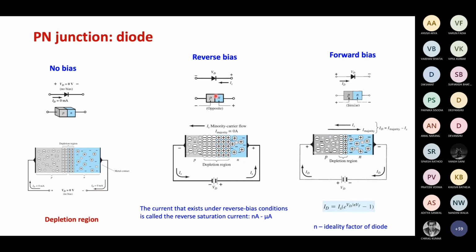Sir, at steady state, ID will be 0, because I majority will be equal to I drift. Yes, not at steady state, at equilibrium. At equilibrium, this diode current ID will be 0.